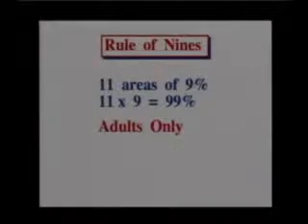Now, the rule of nines applies to adults only. It is not appropriate for children because children's bodies are in different proportions. So the rule of nines is appropriate for adults only. And it gives us a general idea, a quick assessment. It's just a way to do a quick assessment of what percent of their body area is burned.